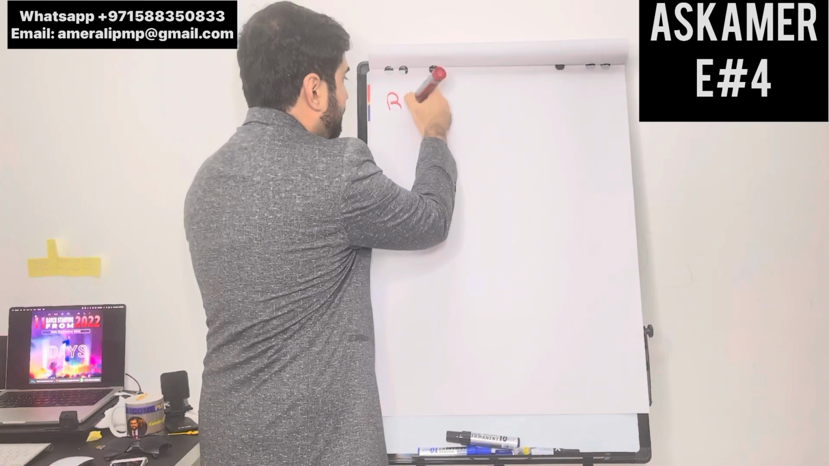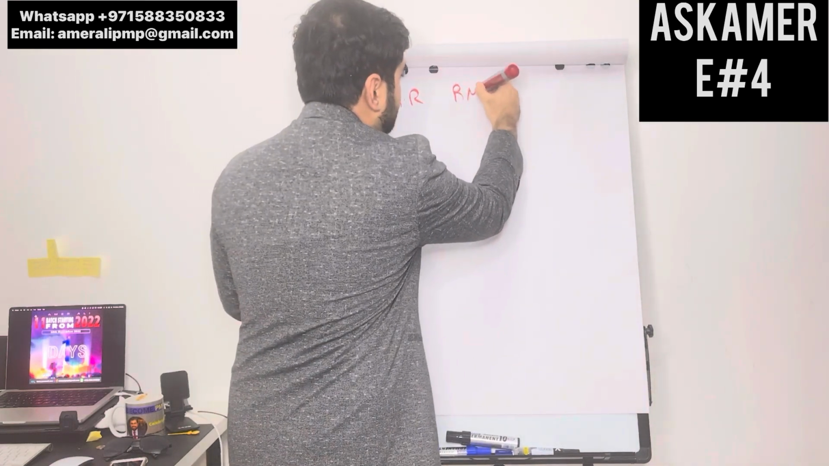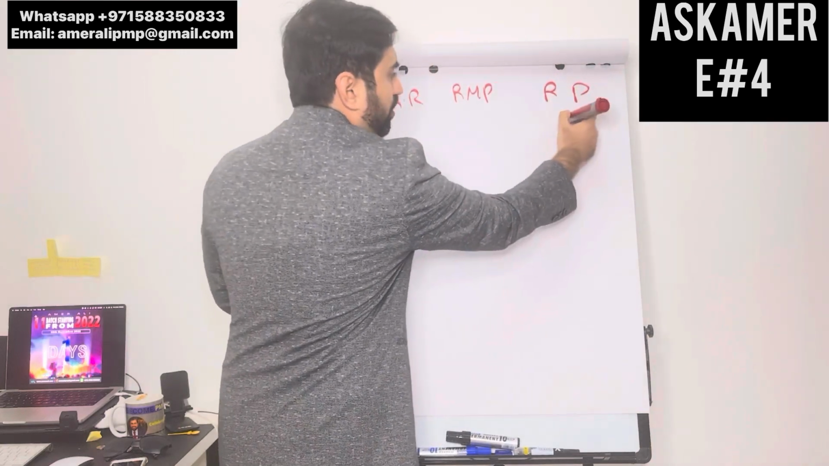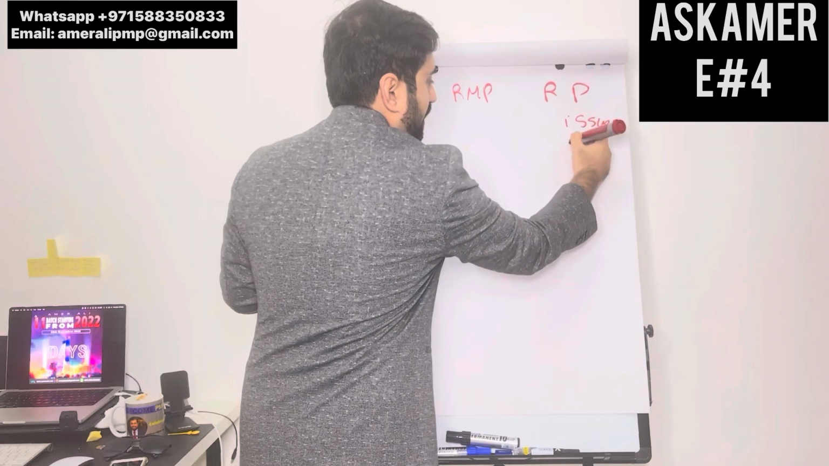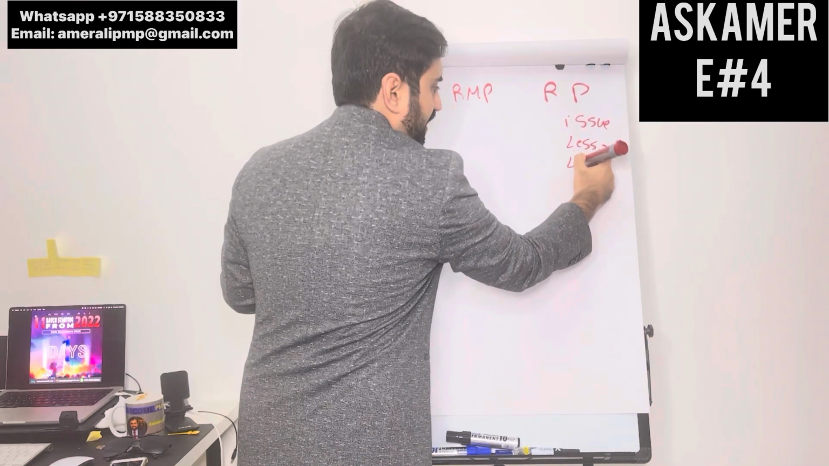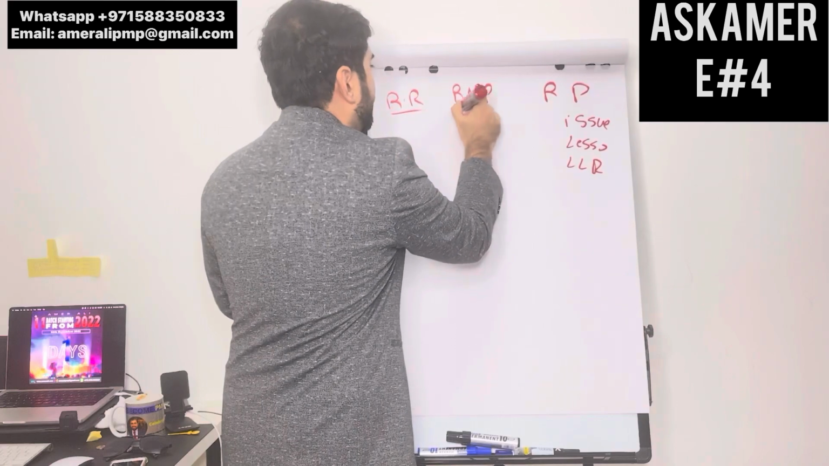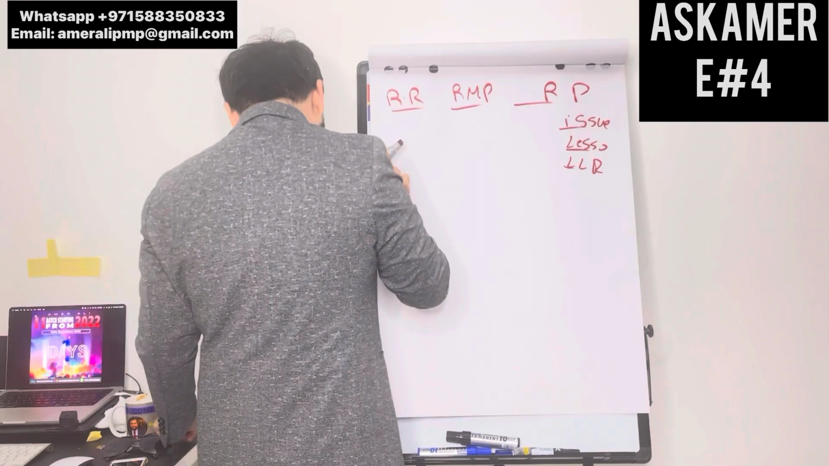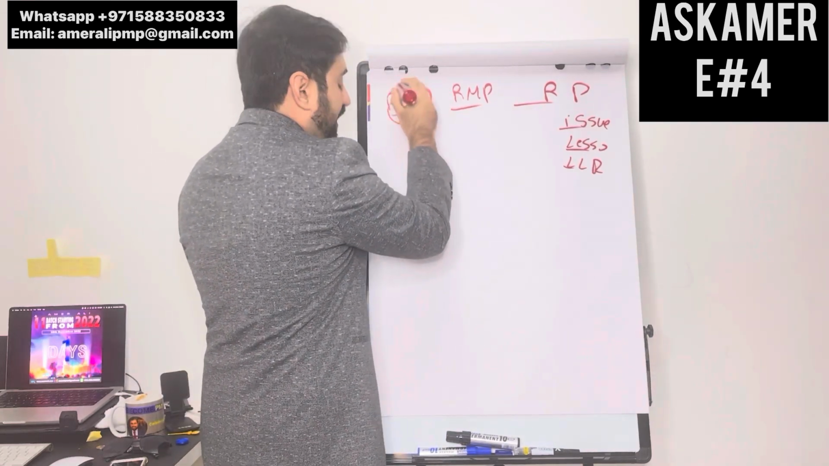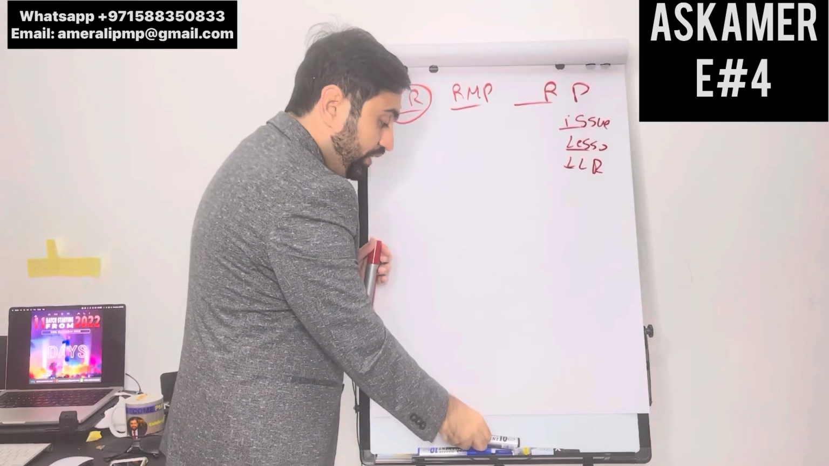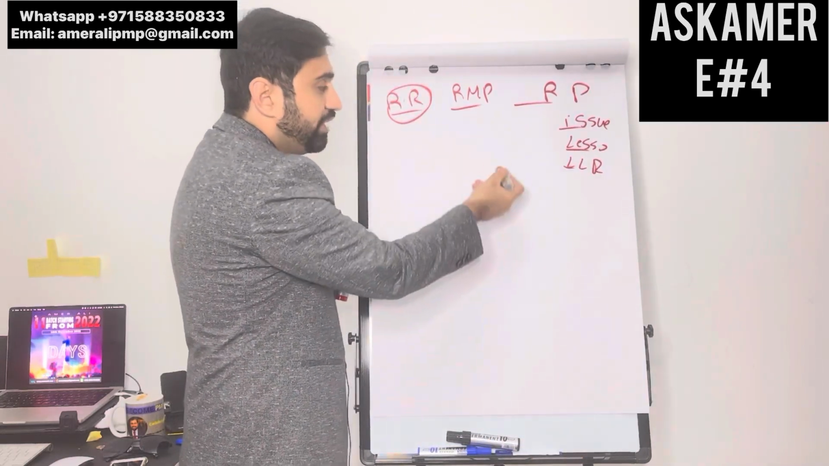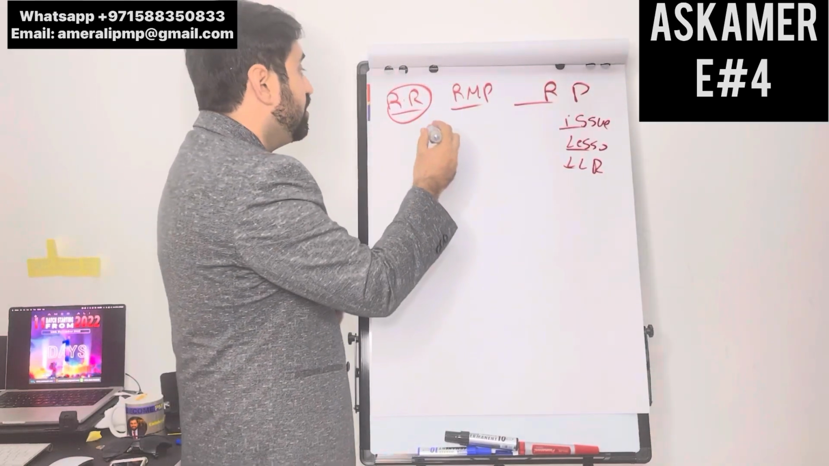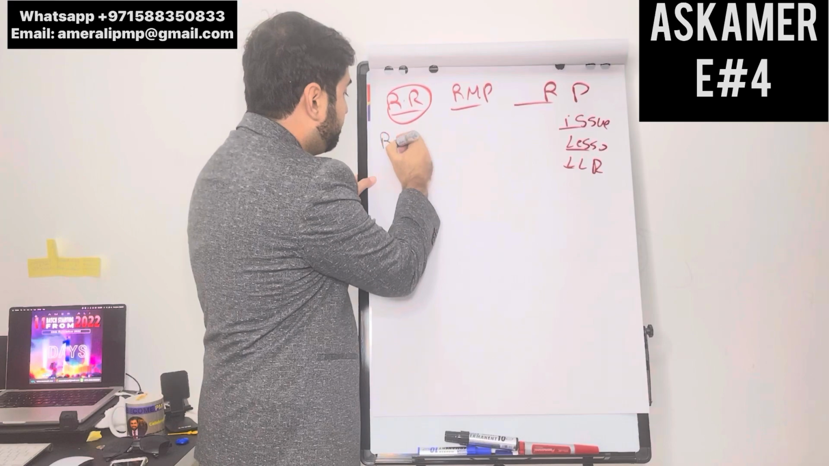Risk register, risk management plan, risk report, issue log, lesson learned register and lesson learned repository. We are gonna discuss these topics. What are the things that are covered in these topics? So let's take them one by one. What is in the risk register, what is in the risk management plan, and what is not in those things. First of all, risk management plan.